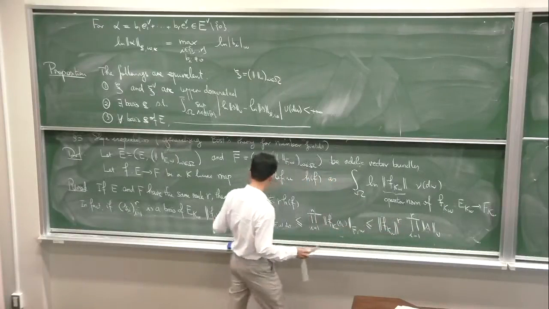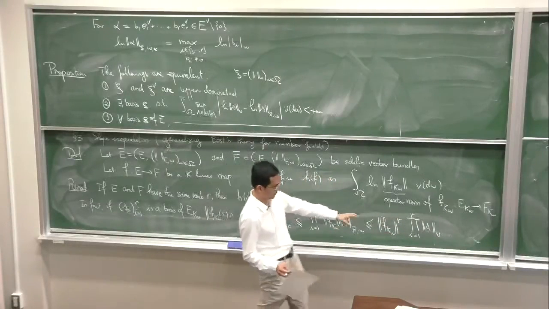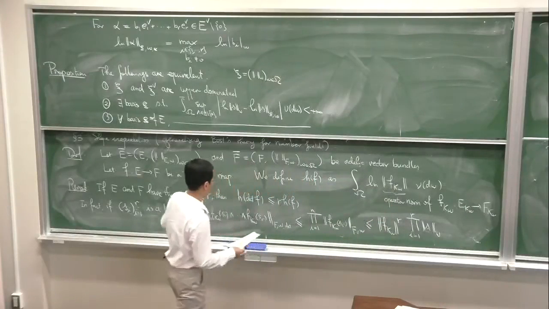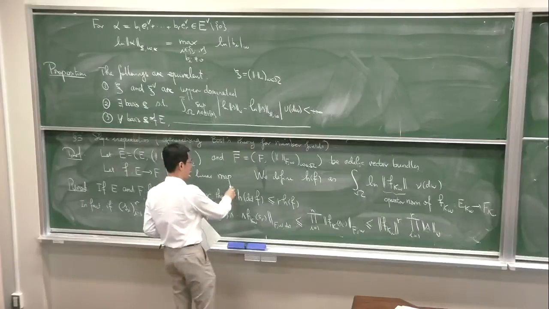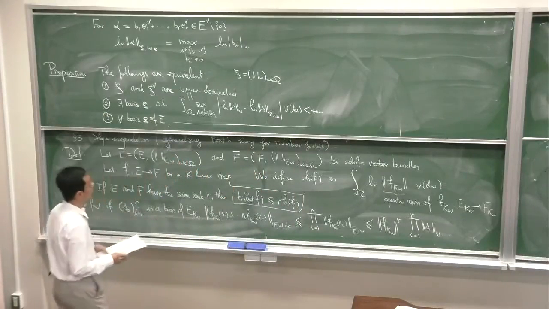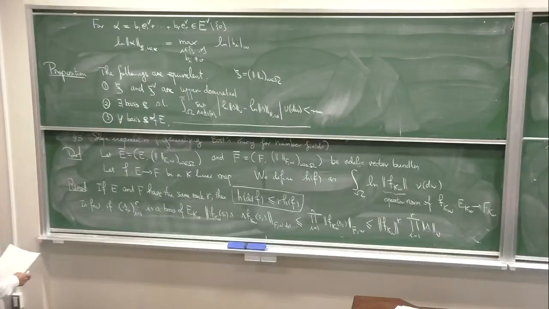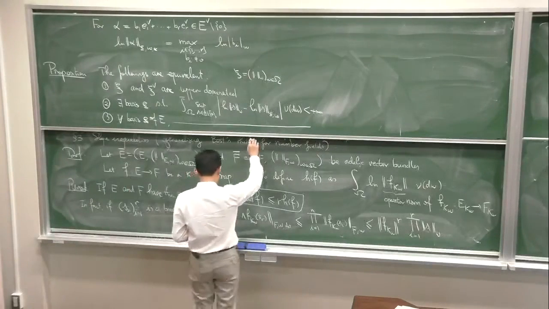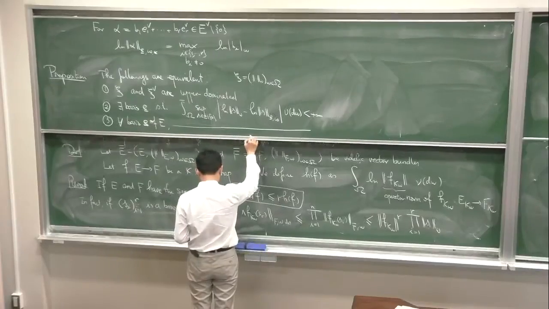So the norm of the determinant map is bounded by the norm of the map to the power r. So you have such a comparison coming from this inequality. It's not very complicated if you take such a point of view. Okay.